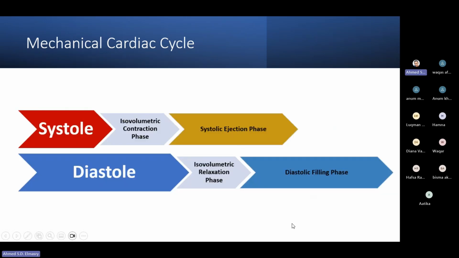This is the summary for the mechanical cardiac cycle. The systole is divided into two phases: a short phase of isovolumetric contraction, and a longer phase, which is the ejection phase. The diastole is divided into the isovolumetric relaxation phase, which is very short, and the more prolonged phase, which is the diastolic filling phase.